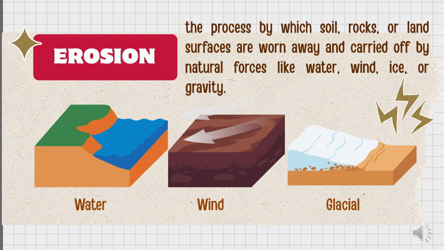Next, wind erosion. In arid regions, wind can pick up loose particles, like sand, and create stunning formations like sand dunes. Wind is a sculptor, constantly reshaping the environment. Finally, glacial erosion. Glaciers, massive rivers of ice, grind down rock surfaces as they move. This process creates breathtaking landforms, like fjords and U-shaped valleys.